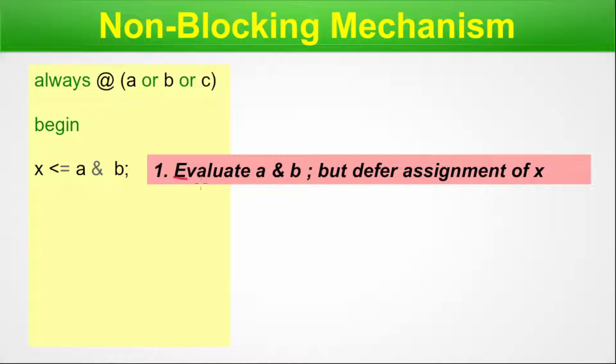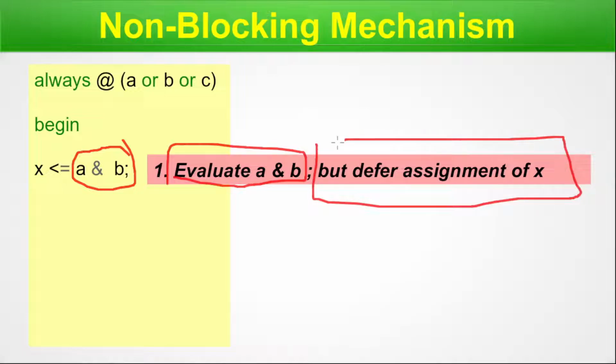Non-blocking mechanism. Here we'll go through the mechanism. Here we have the same always block which we used earlier, with A, B or C in the sensitivity list. So if any of them changes, the always block code will be executed. We begin the code with begin, and then we have the first assignment here. X has a non-blocking assignment from A and B. Now how does this work? Evaluate A and B first, but defer the assignment of X. So it halts here after the evaluation of A and B, defers the assignment and waits until some point.